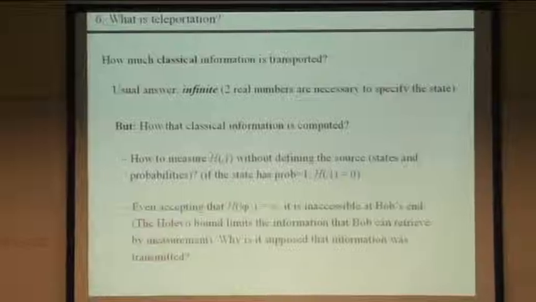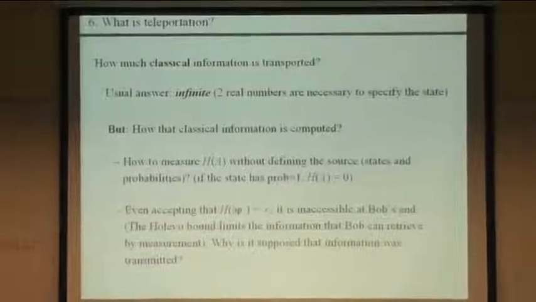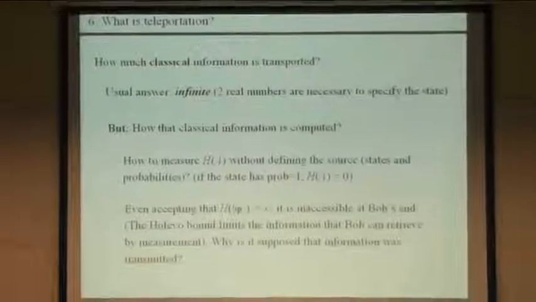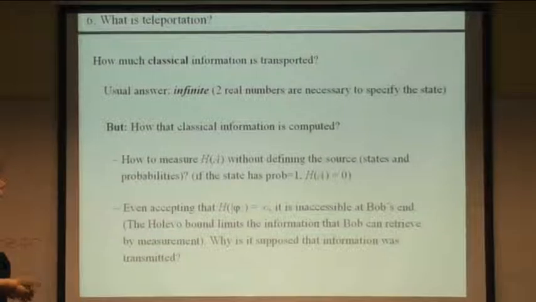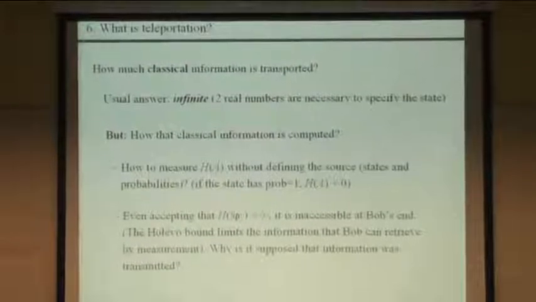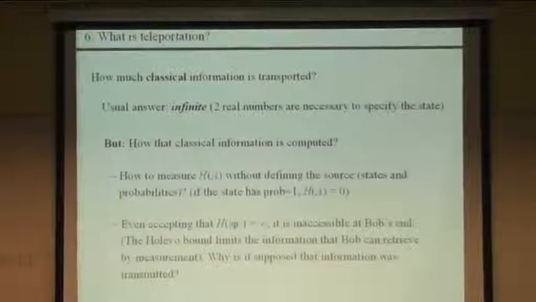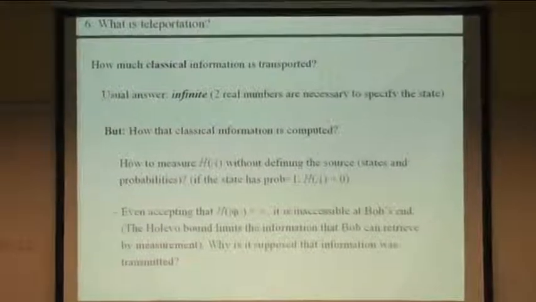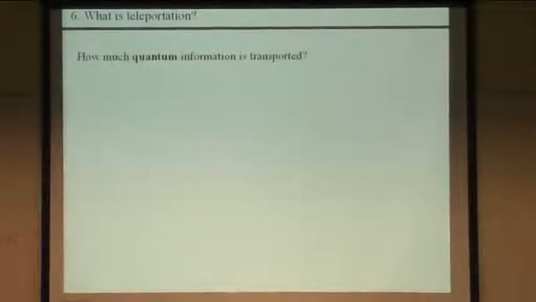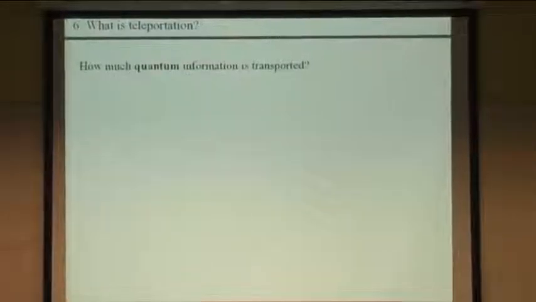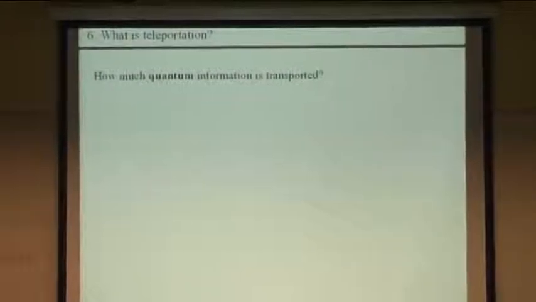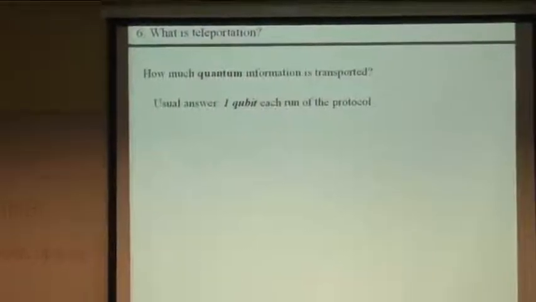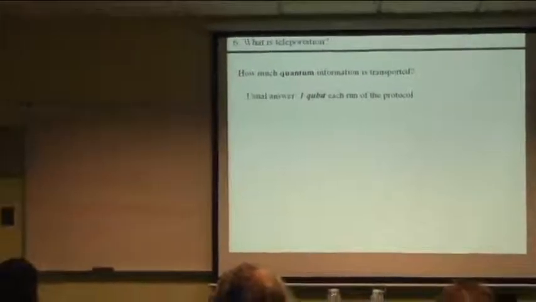And even accepting that the information were infinite, we know that Bob cannot access it. So in what sense do we say that the classical information was transmitted? It's not so clear when we say that we have infinite information to be transported. So perhaps the answer is no, it's not classical information, it is quantum information that is transported from Alice to Bob. So how much? One qubit. Each run of the protocol, we have one qubit transported.